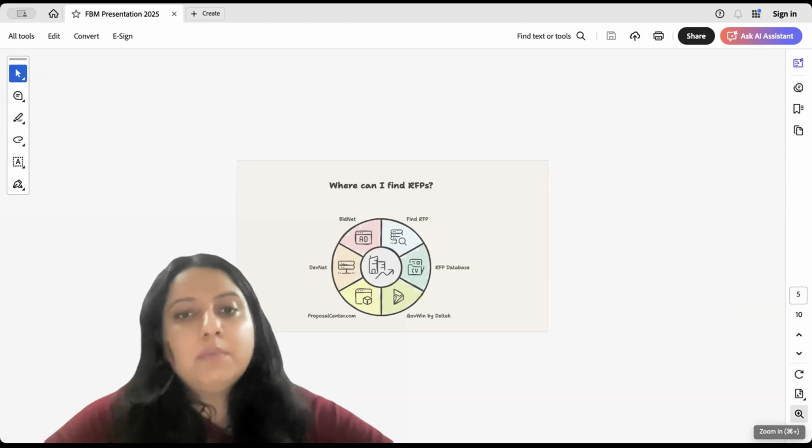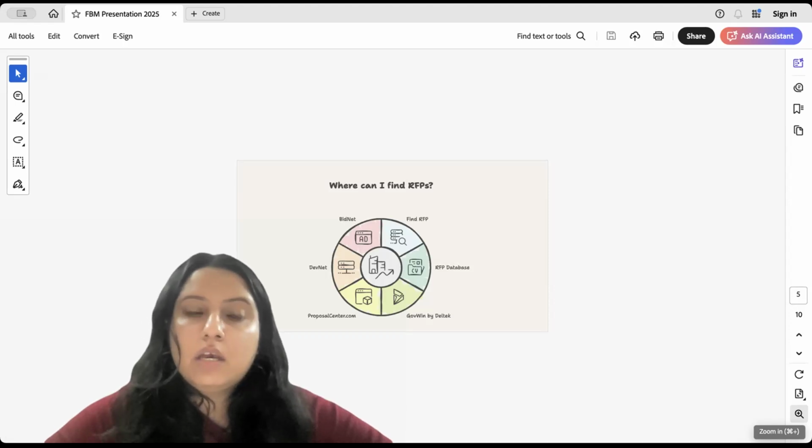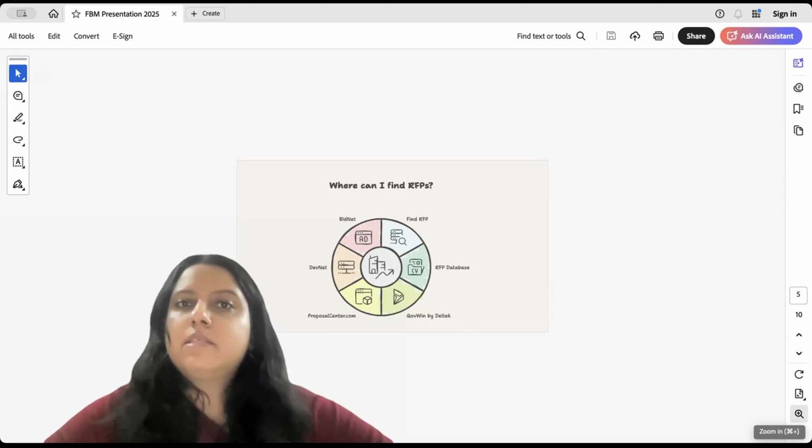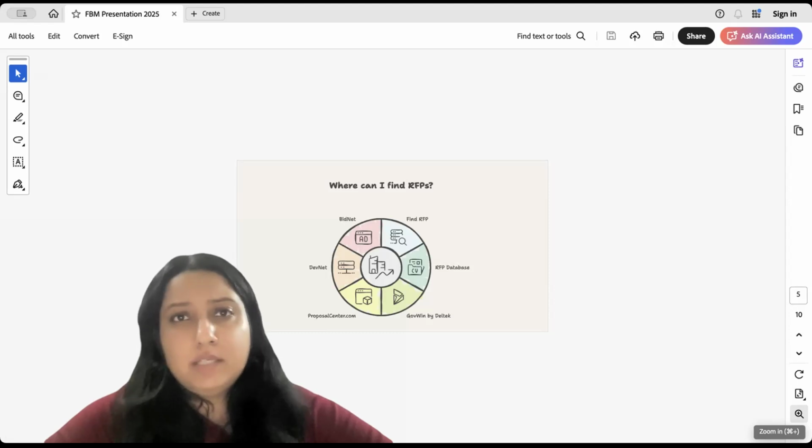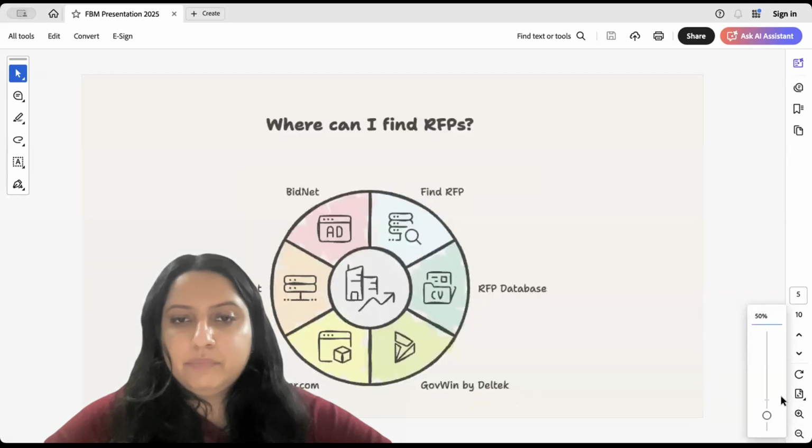Some of them I've used in the past to find RFPs in my field. And they definitely help you stay updated because if you don't have the capacity to look through all the websites of all the possible organizations and brands you could be working with, these collate those RFPs. And so you are able to find them here.